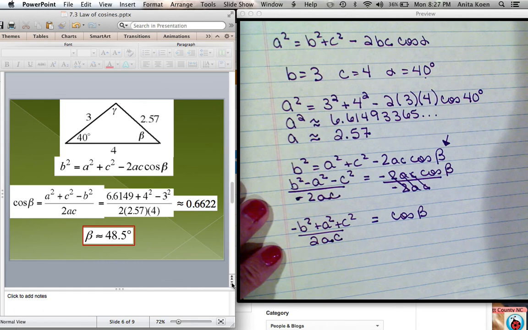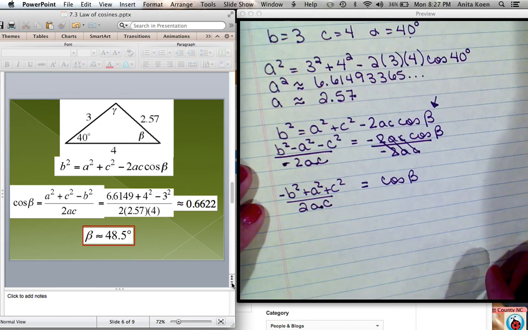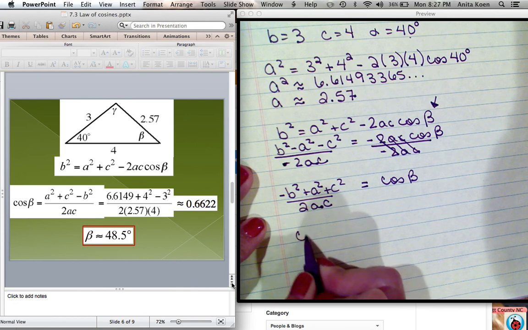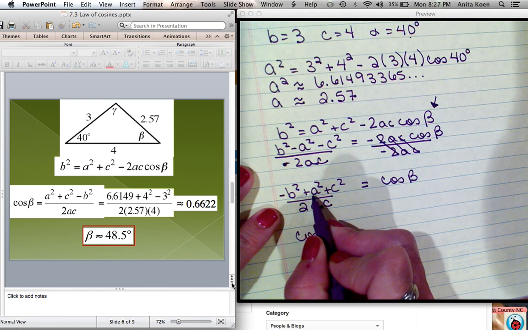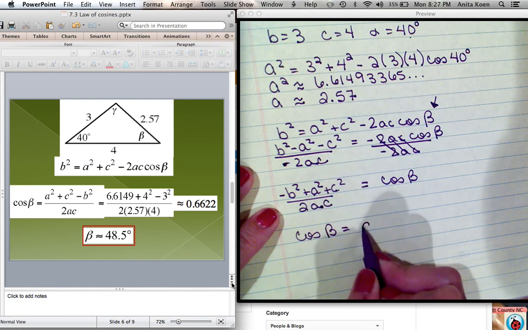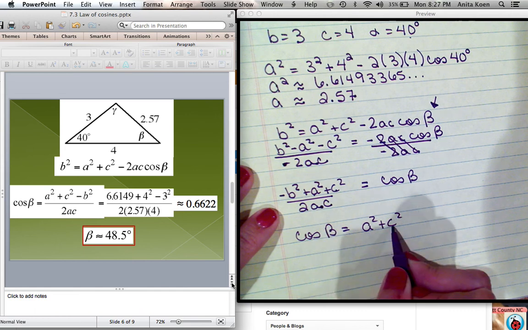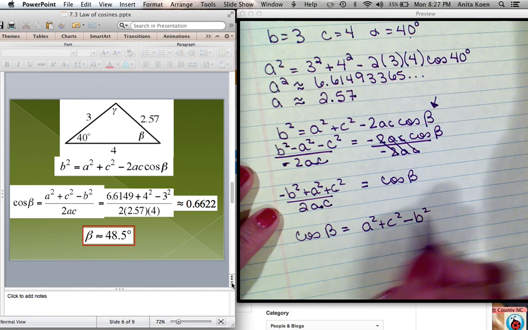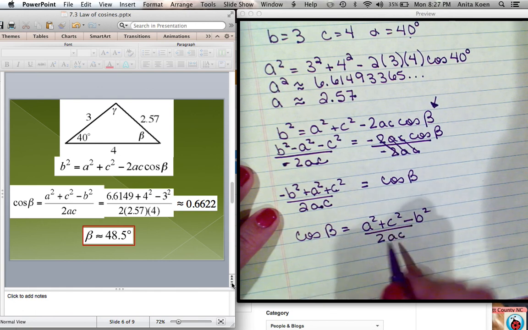Now, you don't have to do that every time because I'm going to teach you real quickly how to come up with these formulas. Okay, so I want you to watch this very carefully. I want you to see that the cosine of beta is equal to the two sides that are not opposite beta, a and c, added together and squared just like before, minus the side that is opposite beta, divided by 2ac.